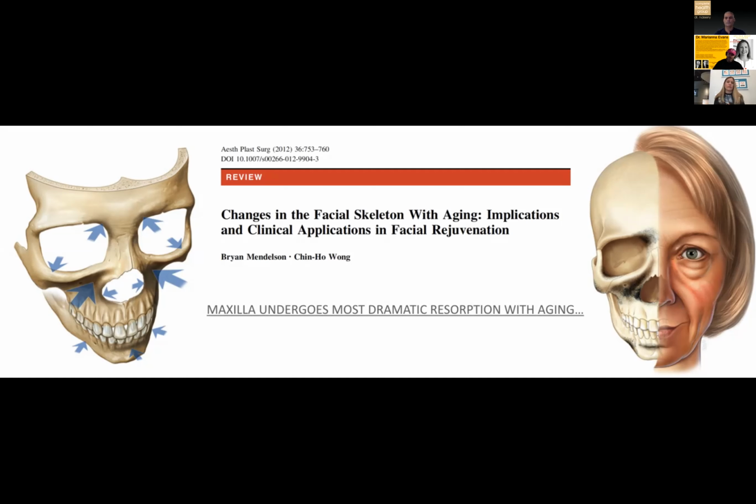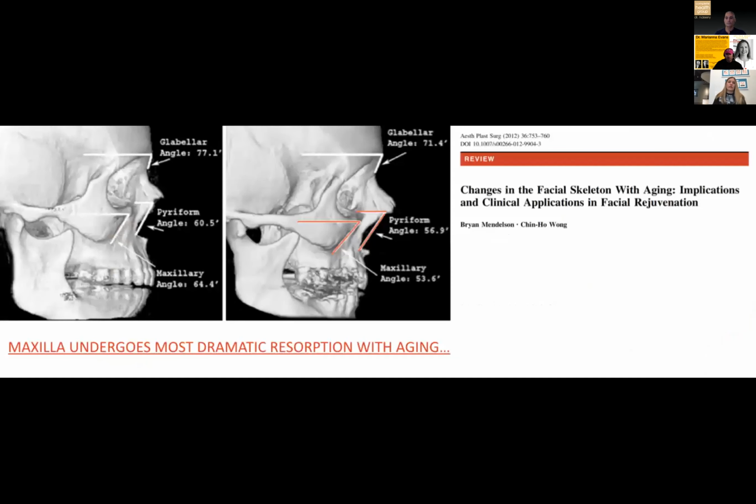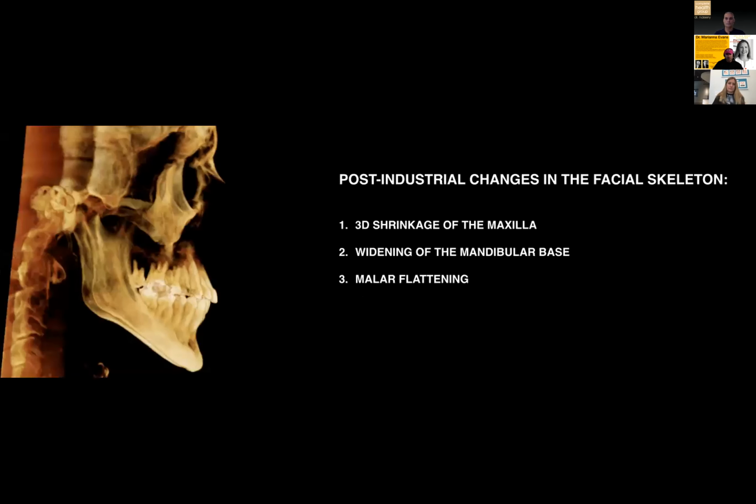And a lot of times these faces are going to age faster. They'll present with accelerated aging and premature wrinkle formation. This is another image from the Journal of Aesthetic Plastic Surgery showing the dramatic resorption along the piriform foramen and also along the zygomatic arches and in the maxilla. So you see these changes every day in your patients, in your practice.